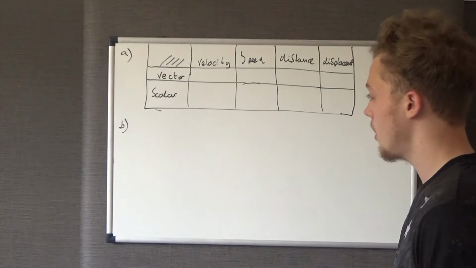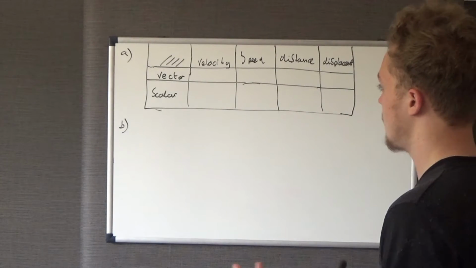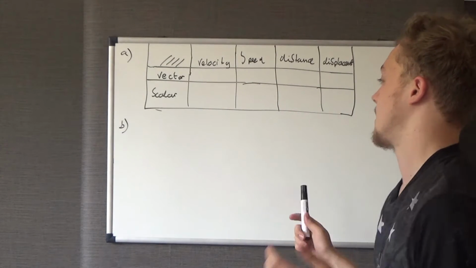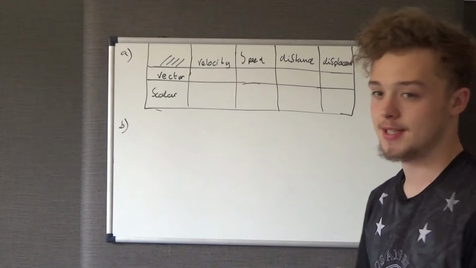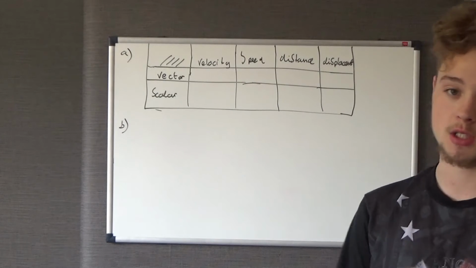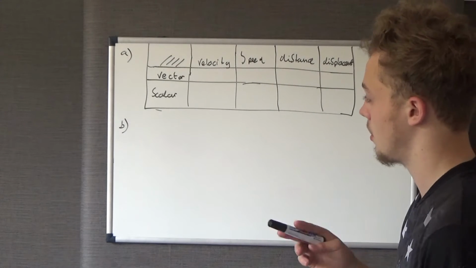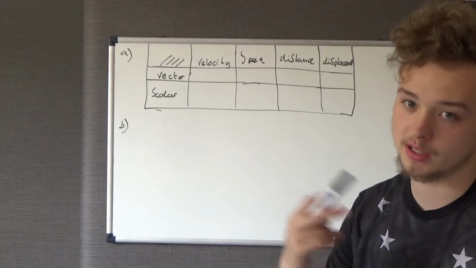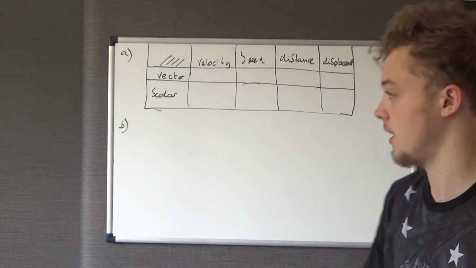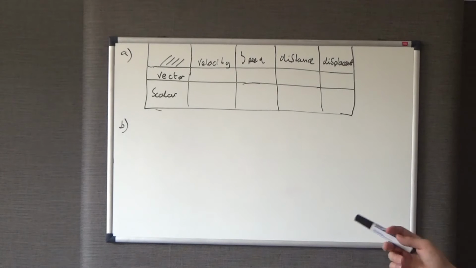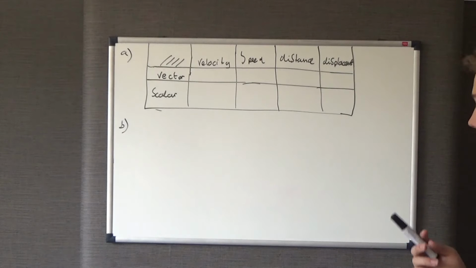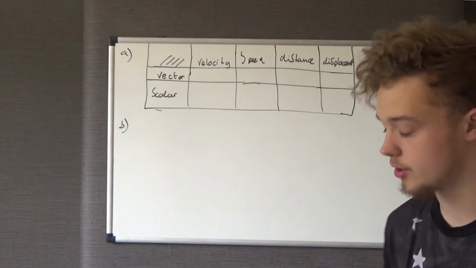So for part A, we're given this table. We've got to decide for each quantity, velocity, speed, distance, and displacement, whether they are a vector or a scalar, and obviously you need to tick or cross each box, because they can't be both. Just to remind you, a vector is something that has magnitude and direction, whereas a scalar just has magnitude.